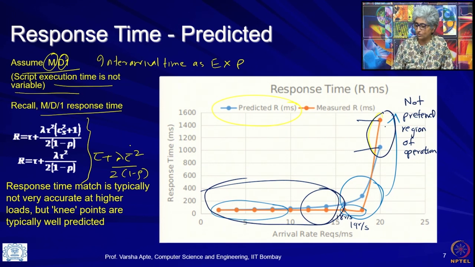So, the claim I am making here is that once you are operating in a region that you do not really want to anyway, then all bets are off, and response times will even differ from measurement to measurement. There will be huge differences. It is just a very unstable region of operation, and at that point the matches are not typically good. Okay.